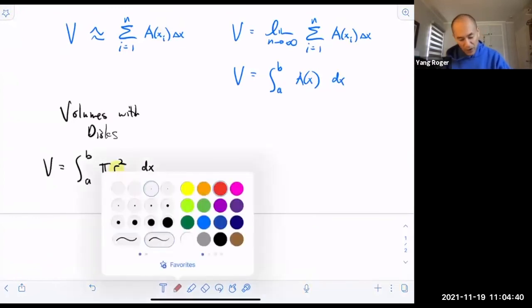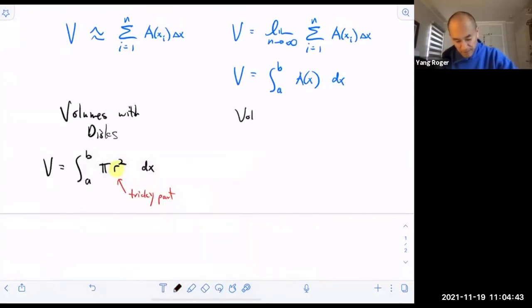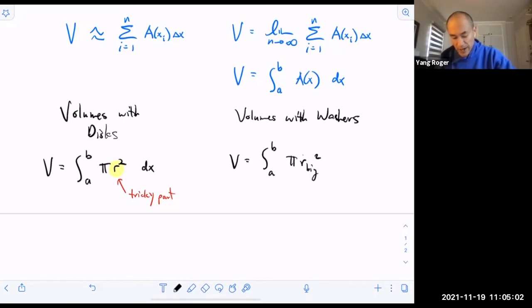Okay. And the volumes with the washers, this one looks like this. It's the integral from a to b. We're going to have pi r big squared minus pi r small squared dx. And again, the tricky part here is figuring out what r big and r small should be.